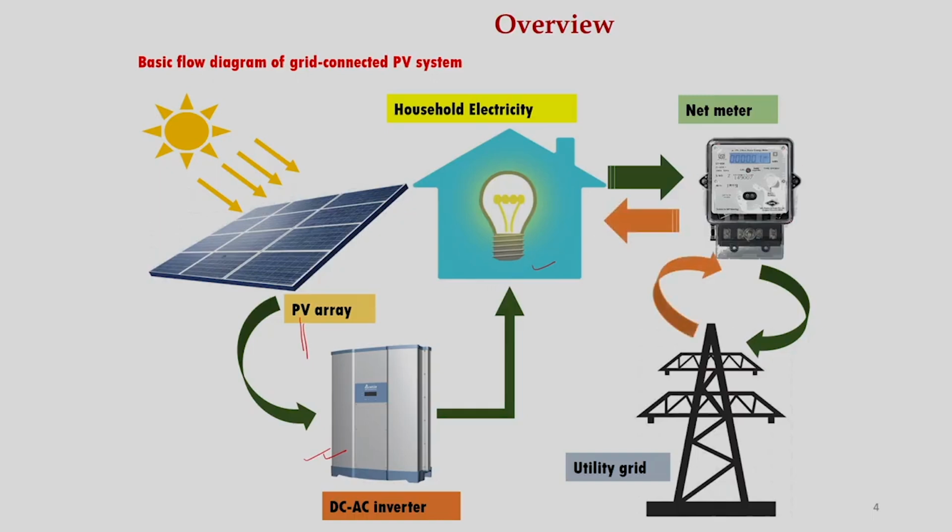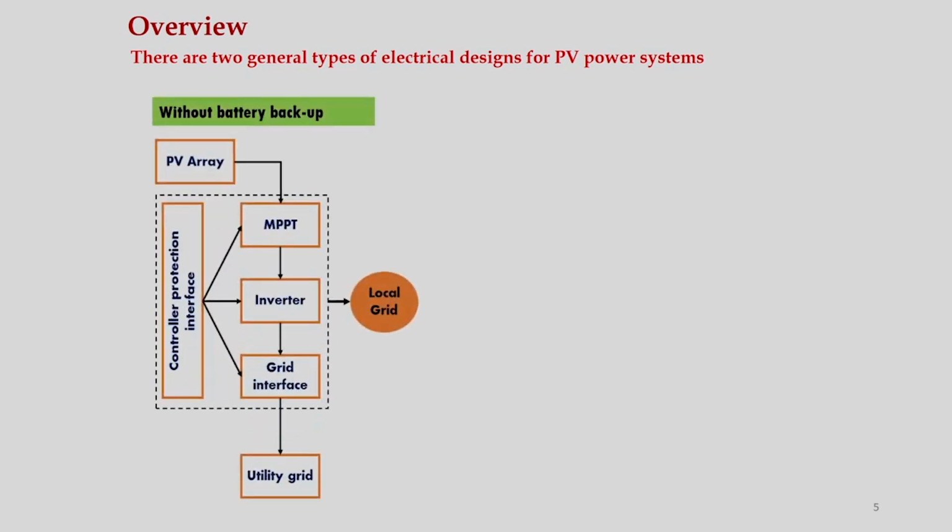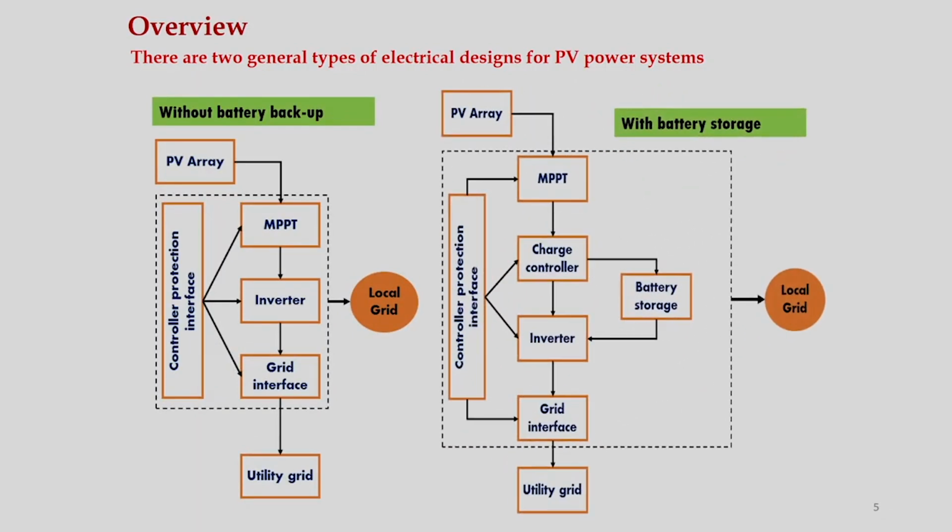This is known as a net meter. This will take care of the amount of energy given to the grid and the amount of energy taken from the grid. That is called the net metering system or net meter, right. So, this is a very basic flow diagram of a grid connected PV system. There are two general types of electrical designs for PV power stations: the first design is without battery backup and the second design is with battery backup, right.